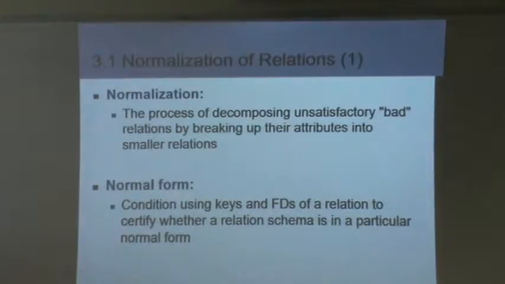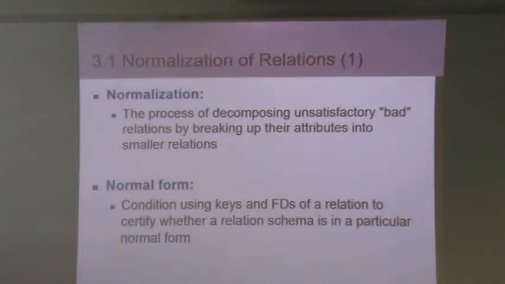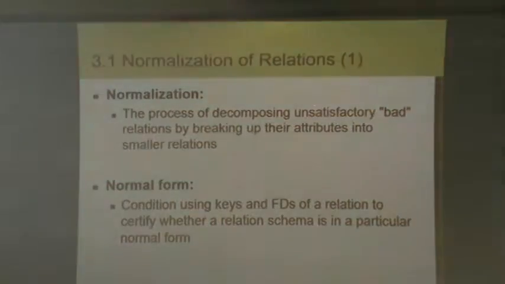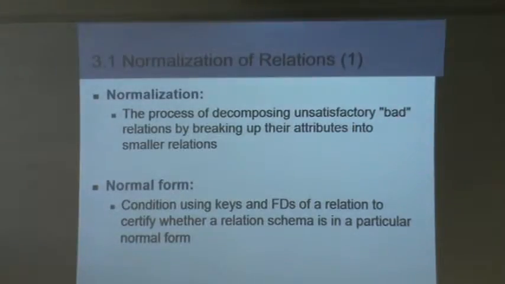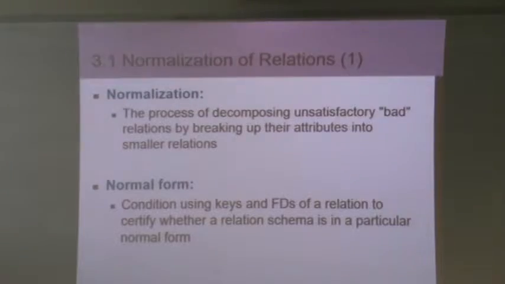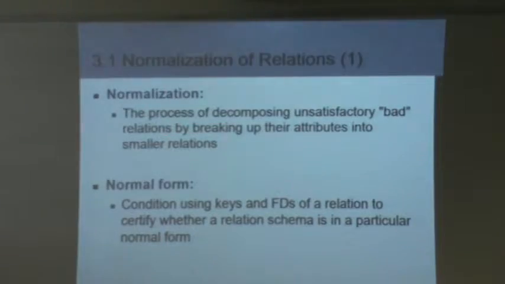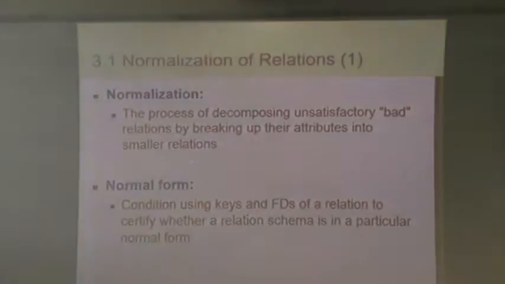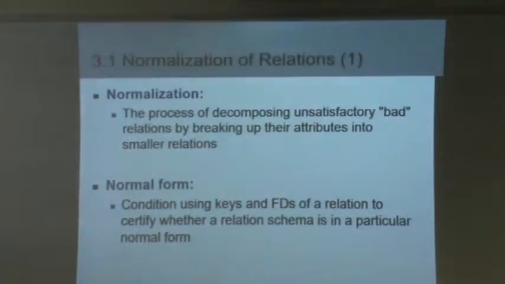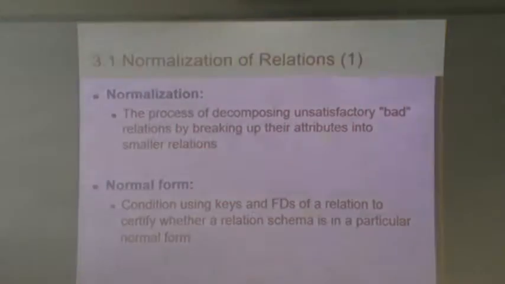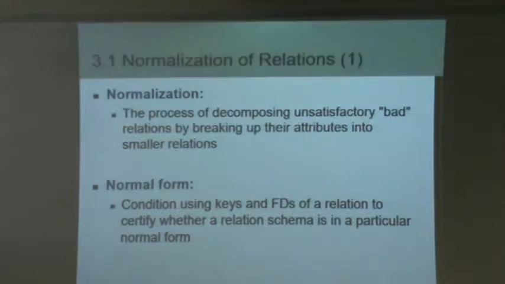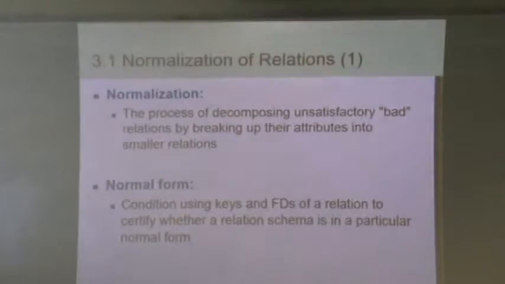So we will see how we can do that. Normalization is a process of decomposing, segmenting, unsatisfactory bad designs. We already discussed what is bad: redundant information, in other words, multiple minimal functional dependencies. How? Segment, breaking up their attributes into smaller relations. So a normal form is a certain condition using keys and functional dependency. So we are going to use the key and functional dependency. There is one more definition you need to keep in mind. One is what is a functional dependency?